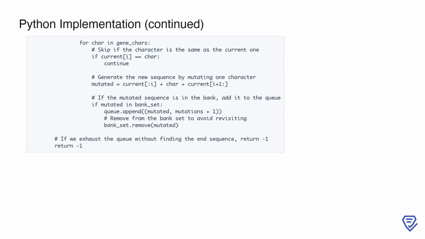In that case, we add the mutated sequence to the BFS queue along with the updated mutation count, which is incremented by 1. To avoid revisiting the same sequence, we also remove it from the bank_set. This ensures that our algorithm remains efficient and doesn't cycle through already processed sequences. Finally, if we exit the BFS loop without ever reaching the end sequence, it means a valid transformation path doesn't exist, and we return -1 as the result.